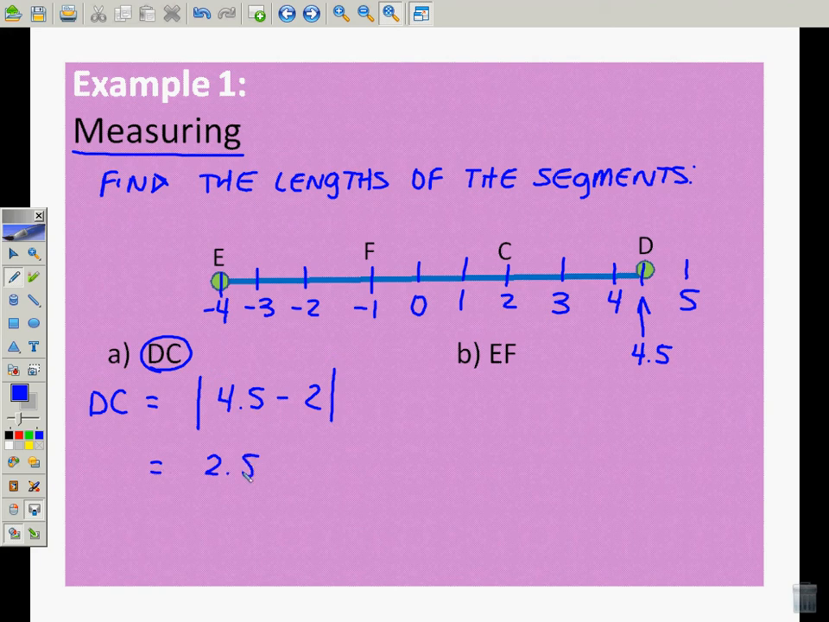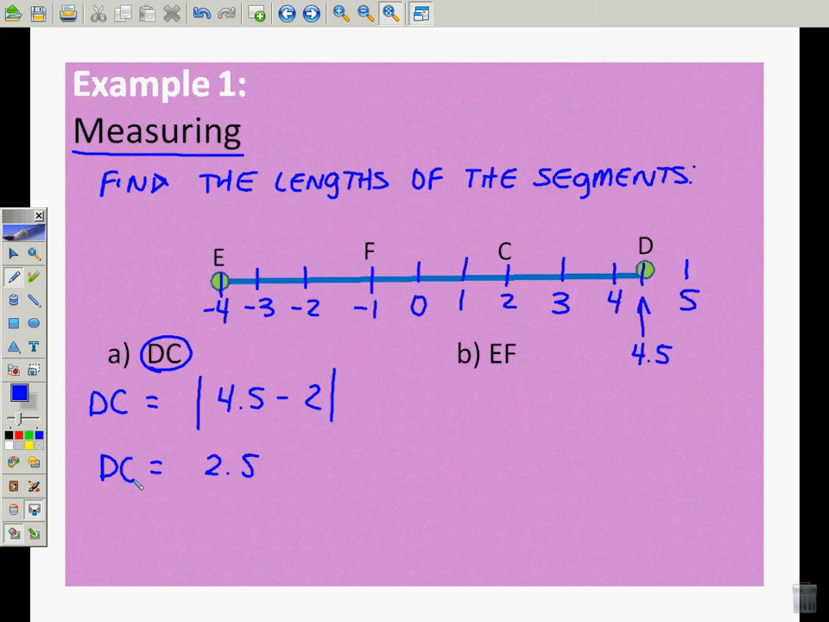So the length of DC is right here. But what about if I had done CD? Would it have ended up the same? 2 minus 4.5. Yes, it would have. It would have been the absolute value of a negative 2.5, so we would have had 2.5. EF, see if you can do it on your own. If you want to pause and see if you can test yourself and do it on your own, great.